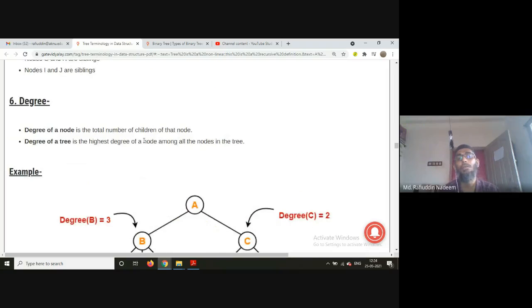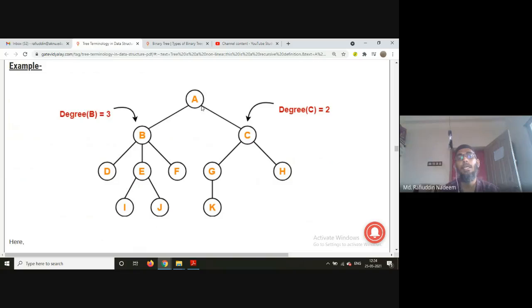total number of children of the node. So the degree of A is 2 because it has only 2 children. Then the degree of B is 3, okay, because it has 3 children. The degree of E is 2. And the degree of C is 2. And if I say what is the degree of G, it is only 1. And what is the degree of H, it is 0.